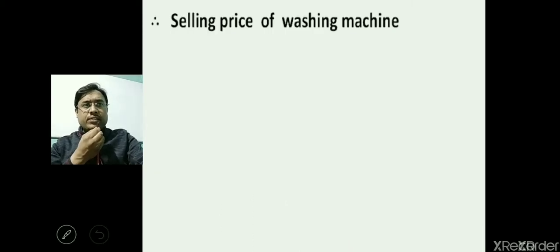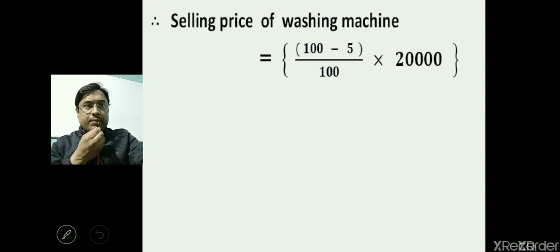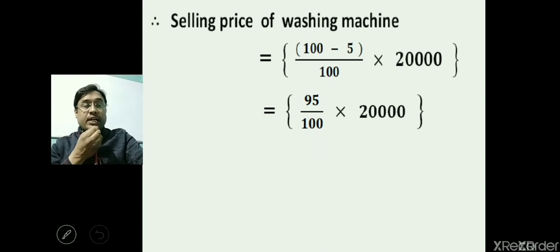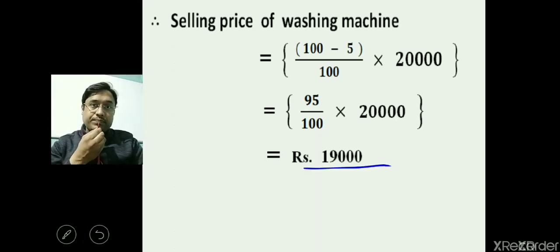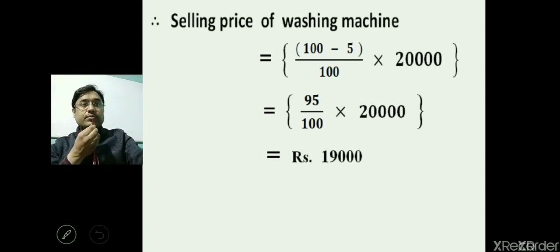Therefore, the selling price of the washing machine is 100 minus 5%, as the loss was 5%. So you will write 5 only. Then 100 minus 5 is 95 by 100 into 20,000. So you will get 19,000 as the selling price of the washing machine.